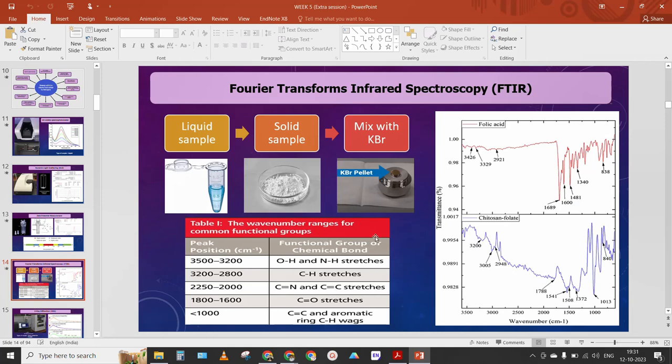Okay, so we're talking about FTIR peaks. As you can see here, we have taken the example of folic acid and chitosan folate. We got some values like 3426, 1689, 1600. What does that mean? In FTIR, we get information about the functional groups present in that particular nanoparticle sample. We have a chart here of the wave number ranges for the common functional groups. If we have peaks between 3500 to 3200, that means OH or NH stretches are present there.